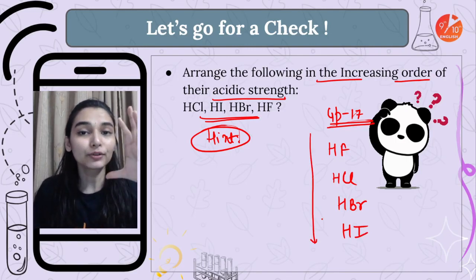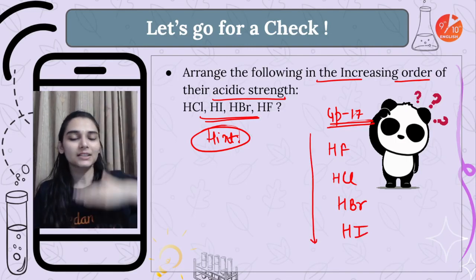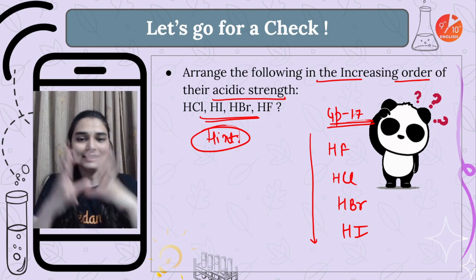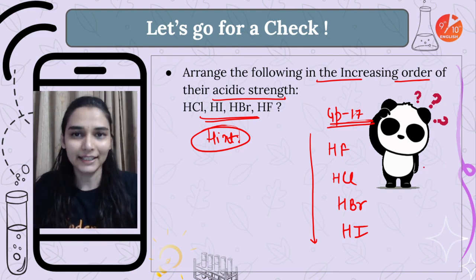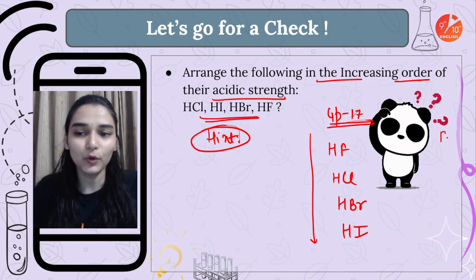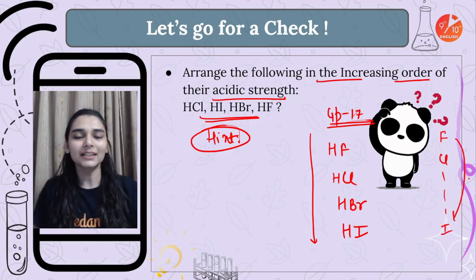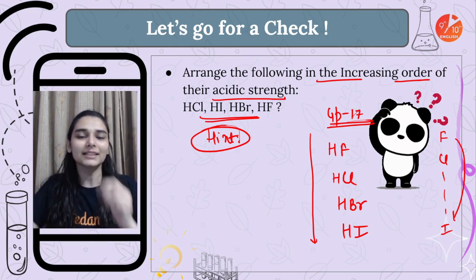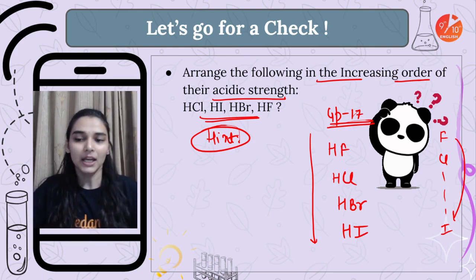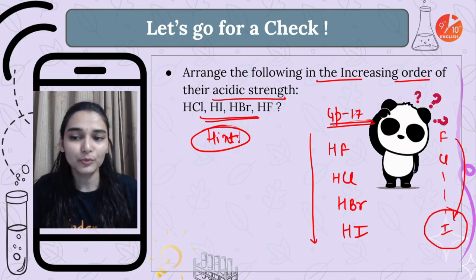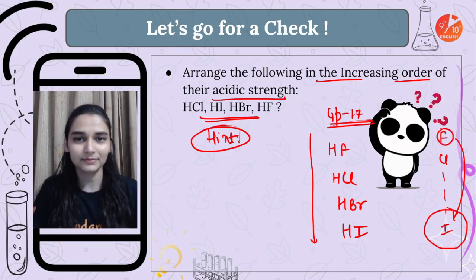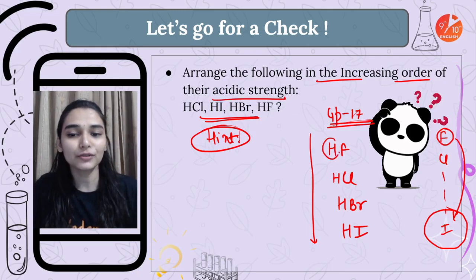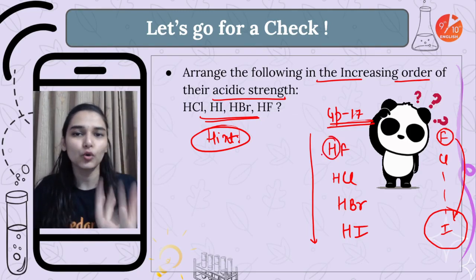Now you know that as I am going down in the group, the size of the halogen increases. Yes or no? Tell me in the chat box. When I am going from fluorine, chlorine, bromine, to iodine, then what is happening? The number of shells is increasing, right? If the number of shells is increasing, then the nucleus and the valence electrons are going far away. So here iodine has a much bigger size than fluorine. And hydrogen, you know, belongs to the first period, so hydrogen's size is also very tiny, right?